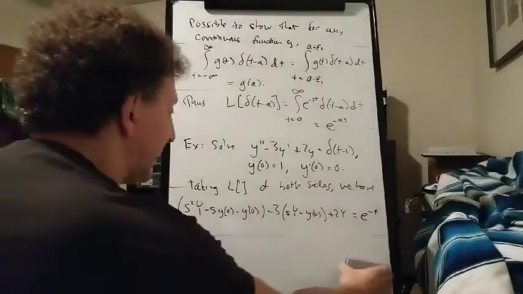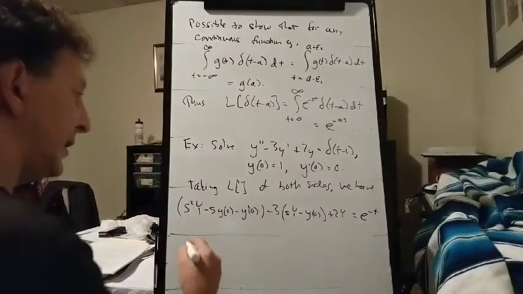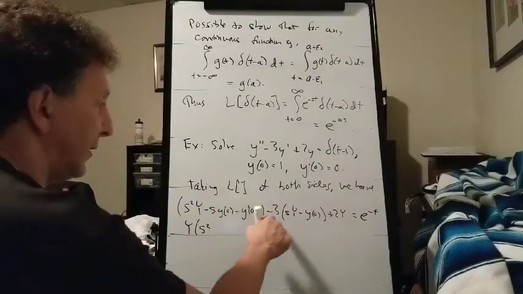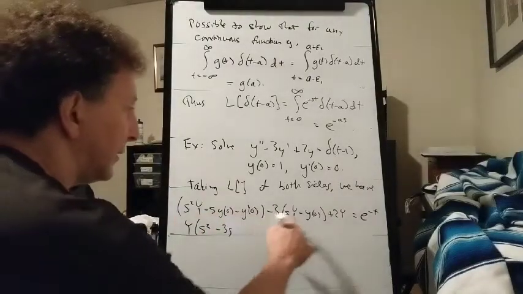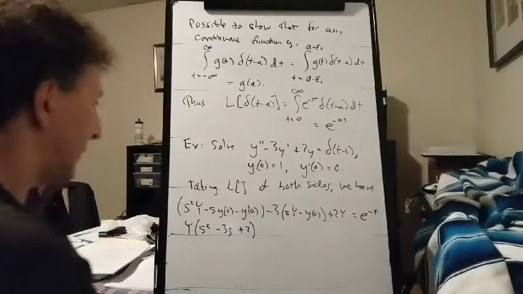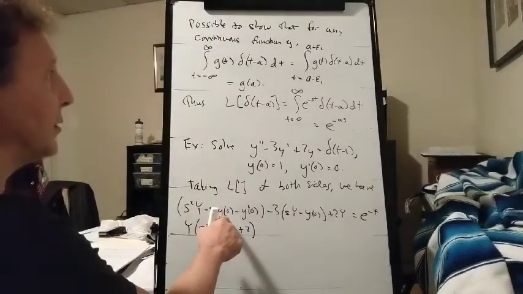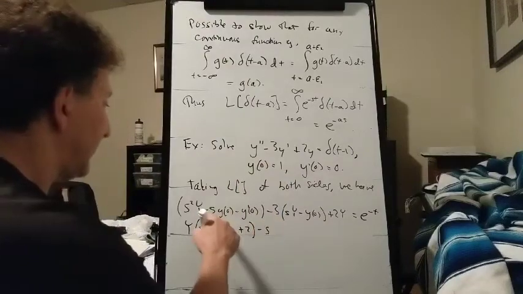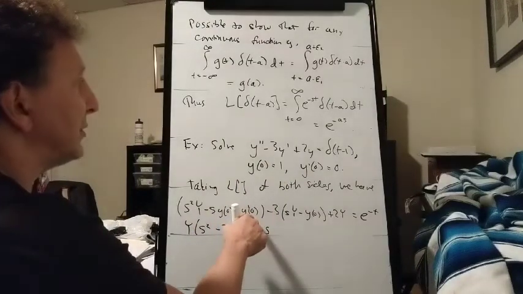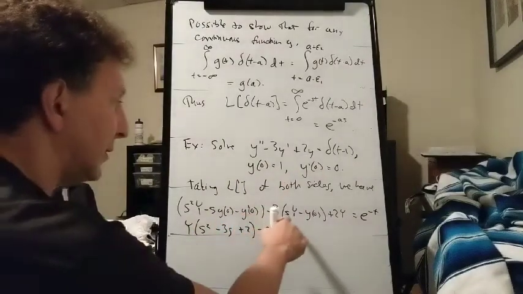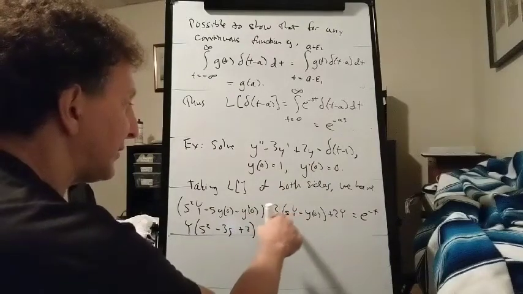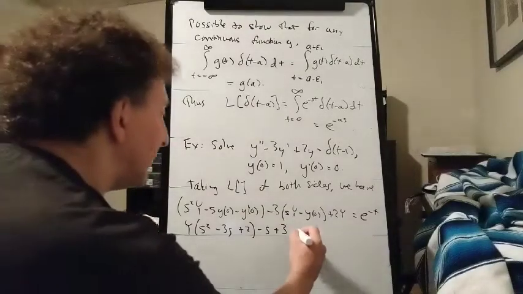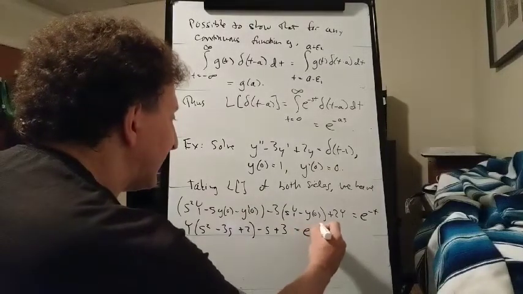Alright, so now we solve for capital Y, and we have capital Y times s squared minus 3s plus 2, minus sy of 0. Y of 0 is 1. So minus s, minus y prime of 0, but that's 0, plus 3y of 0, so plus 3, equals e to the negative t.